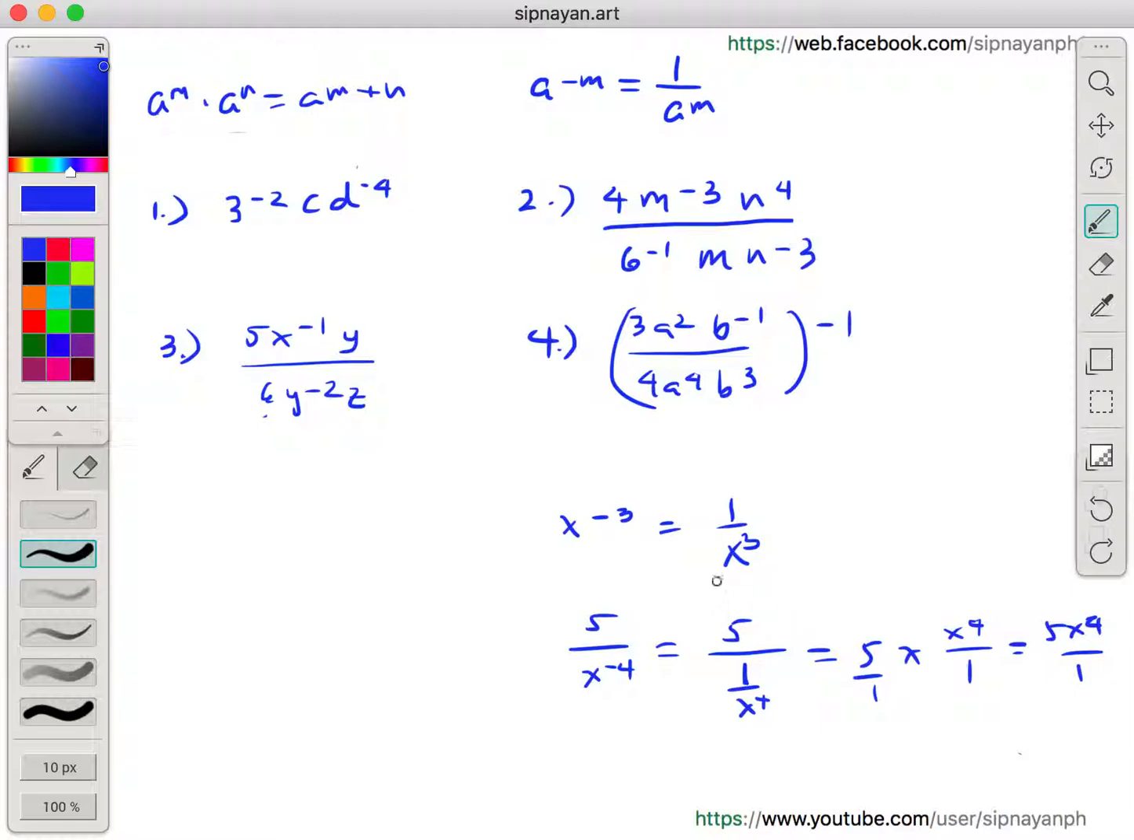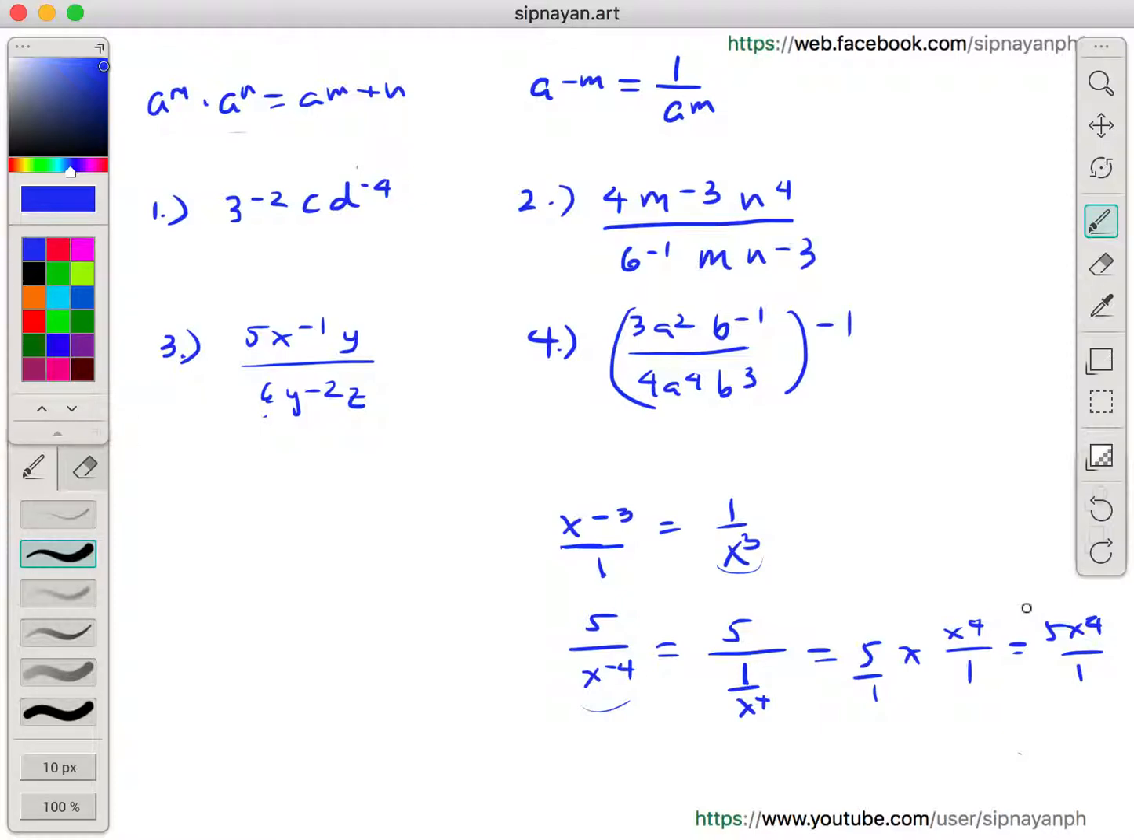Ang isang observation dito is pag ang x to the negative 3, pwede rin natin siya i-represent as over 1. Pag meron tayong negative exponent at meron tayong fraction, nililipat natin siya para siya maging positive. Pag nasa numerator siya, pag nilipat mo siya, magiging positive siya. In the same way, pag positive siya, pag nilipat mo siya papuntang numerator, magiging negative. Katulad nito, nasa denominator siya, para siya maging positive exponent, nilipat natin siya sa taas.